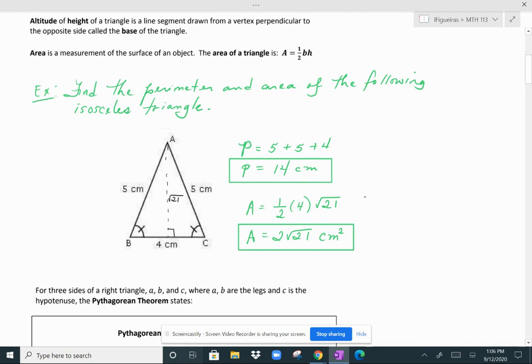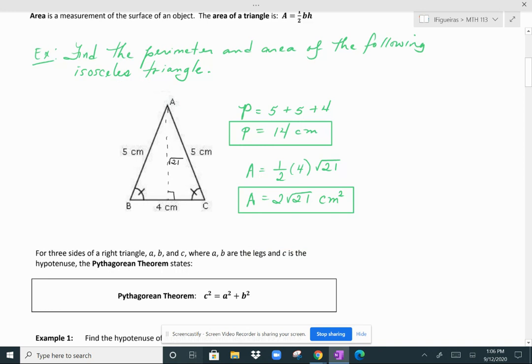The area is 1/2 base times height. The height is given here to be root 21. Your base is 4 centimeters, so that's the side here. So 1/2 times 4 times root 21 gives us 2 root 21. And here the units are centimeters squared because you computed area.